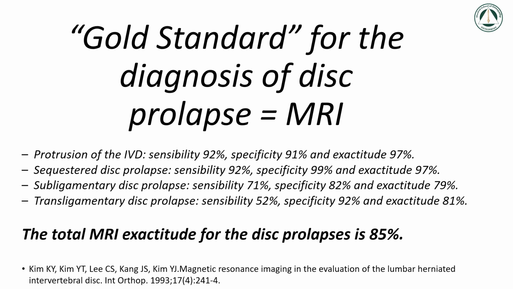The gold standard for the diagnosis of disc prolapse is the MRI. The total MRI exactitude for disc prolapses is 85%. It is imperative, before performing HVT for herniated disc, to have a precise idea of its three-dimensional position and to know which anatomical elements are affected.